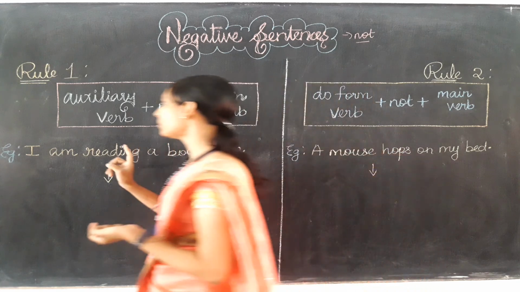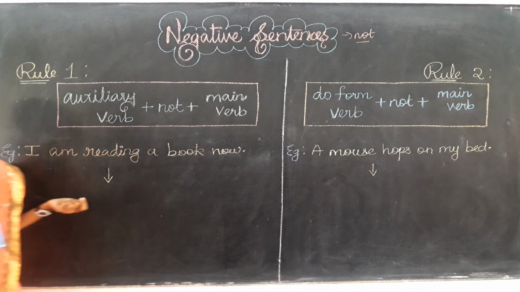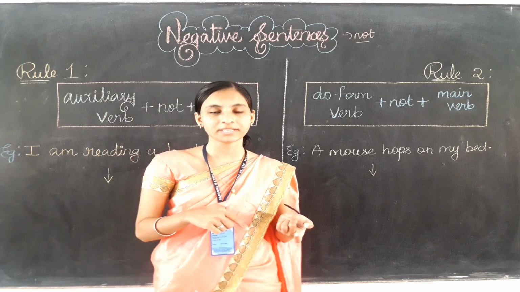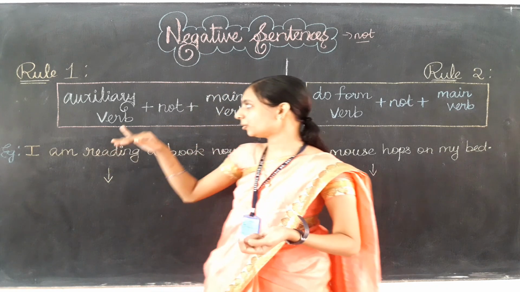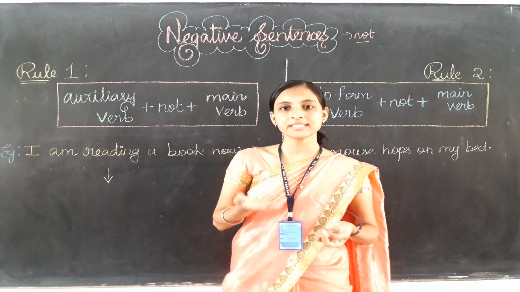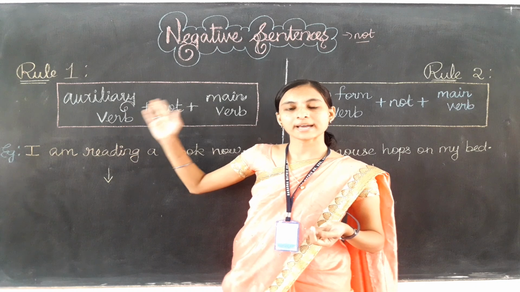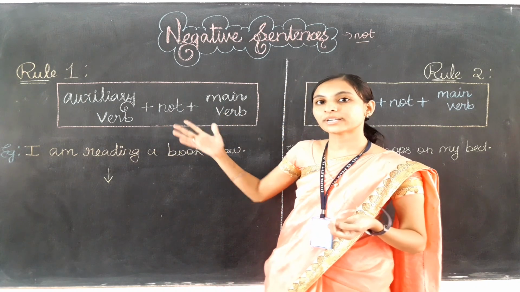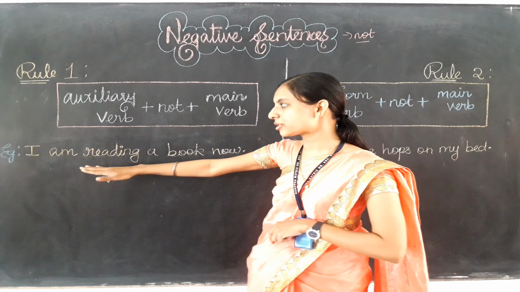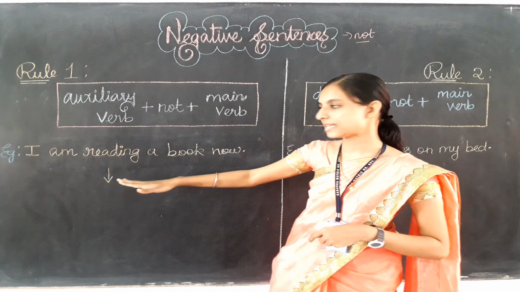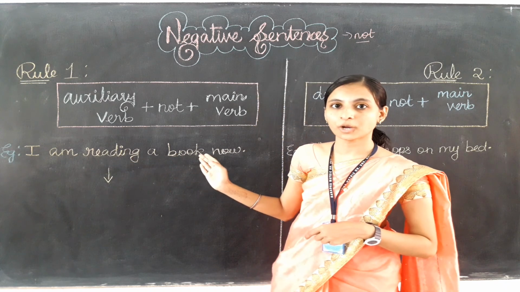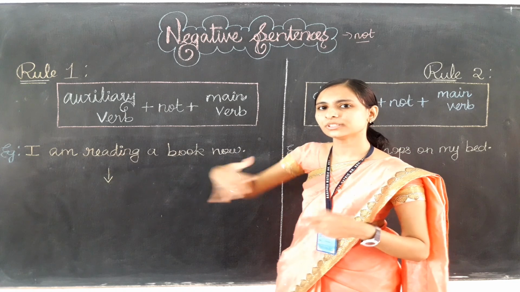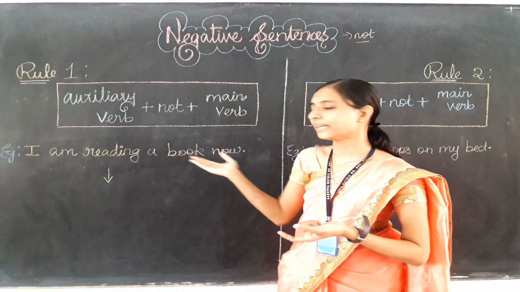Okay, so rule number 1: if a sentence comes with an auxiliary verb and also with a main verb, then you need to use this rule. So what is that rule? See, here I have written one example, that is, I am reading a book now. Here I am telling you in a positive way only. I am reading a book now.